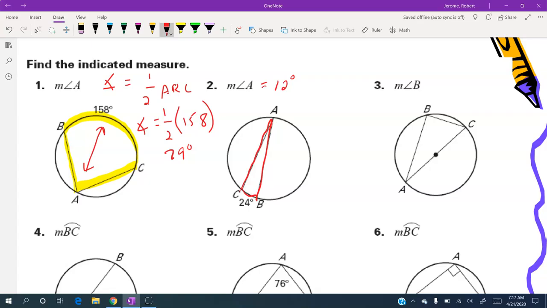In number 3, we're looking for angle B. So again, we're going to find its intercepted arc. In this question, the intercepted arc is 180 degrees. So of course, we're going to take 180 and divide that by 2 to get the angle, and we get 90 degrees. Whenever we have an angle that intercepts a semicircle, it goes to the ends of the diameter, and it's going to be a right angle.